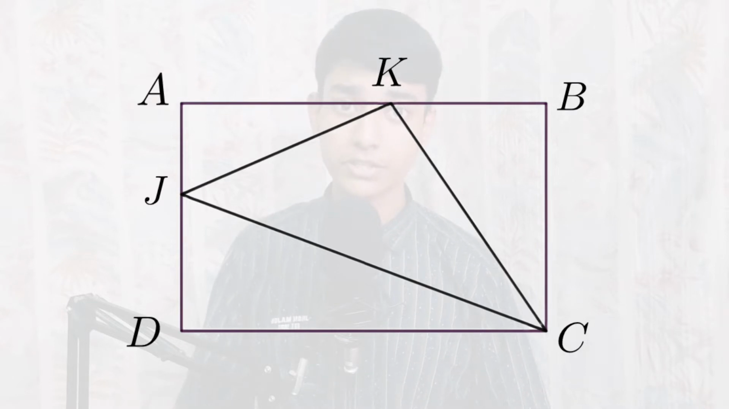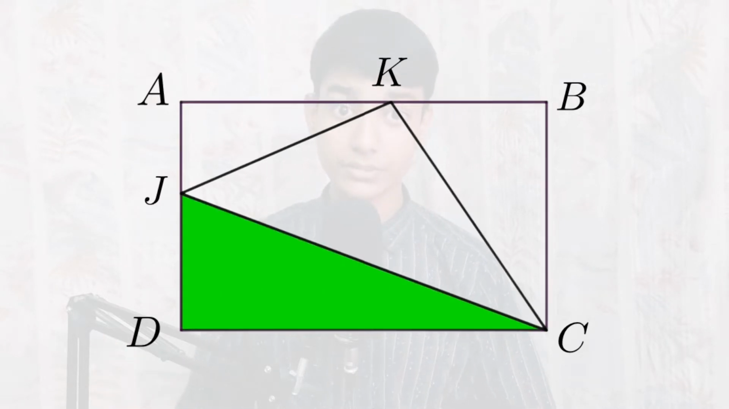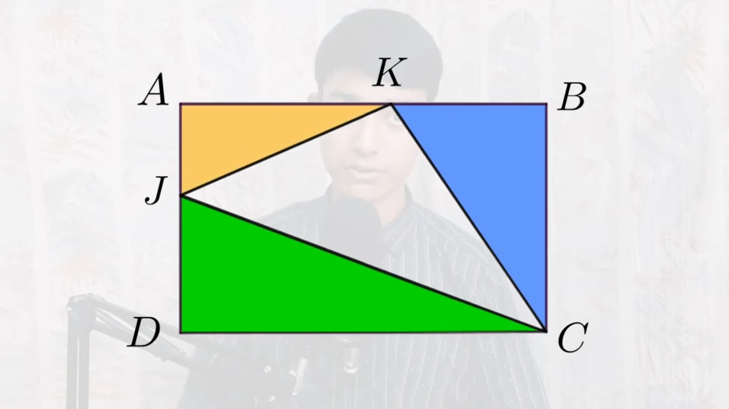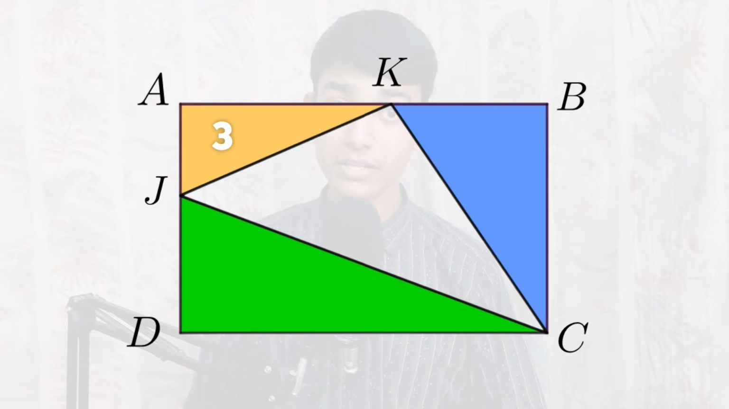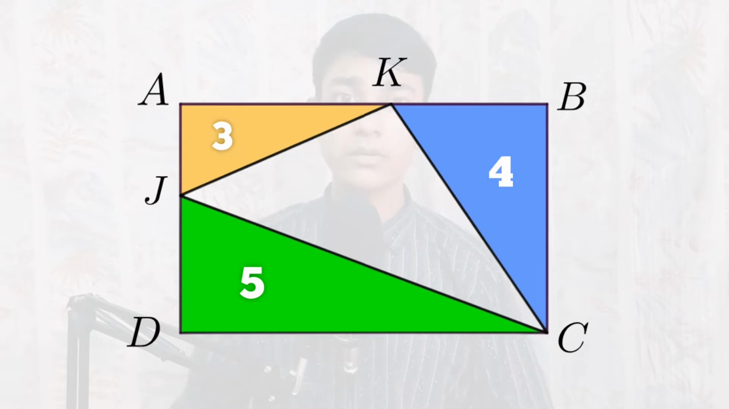So for a better explanation, let us fill the triangles with some color. Let this one be colored green, this one blue, this one yellow, and the middle one let it be white, only because it itself is a color. Now it has been given that the yellow triangle has an area of 3 units squared, the blue triangle has an area of 4 units squared, and the green triangle has an area of 5 units squared. Now the question is to find the area of the white triangle, that's the missing area.